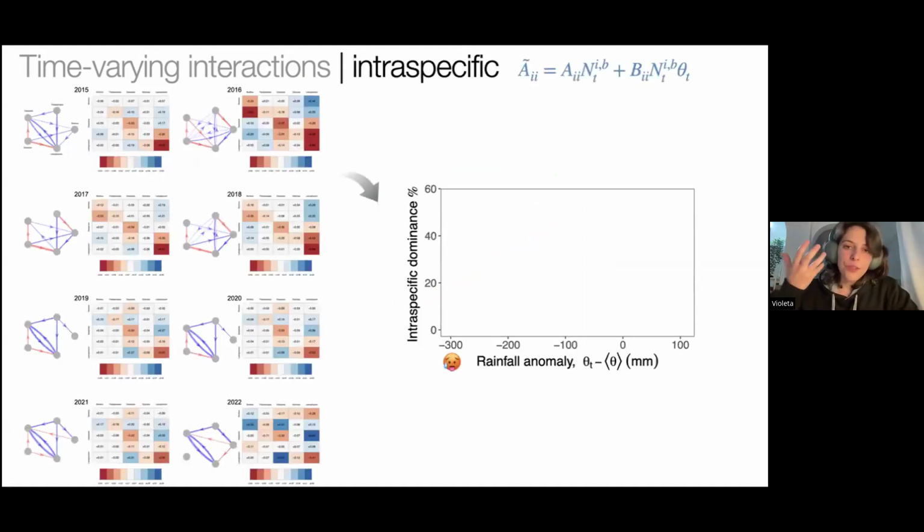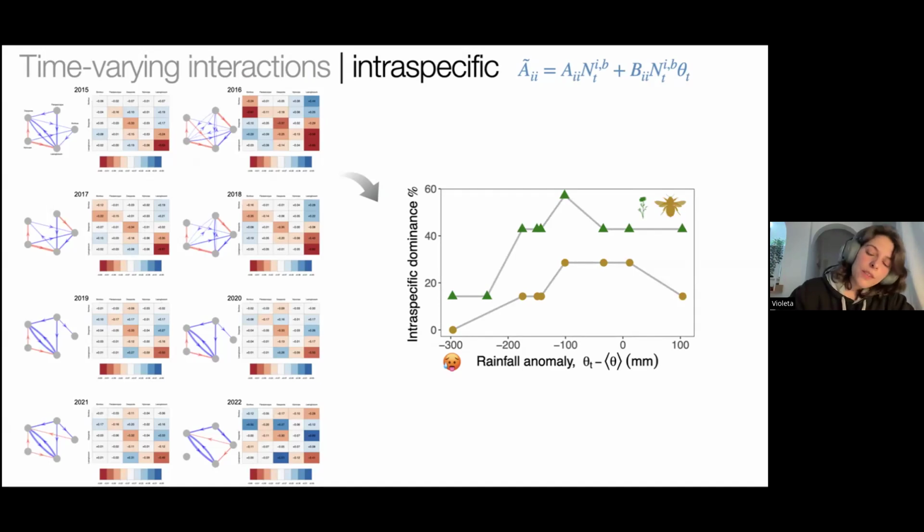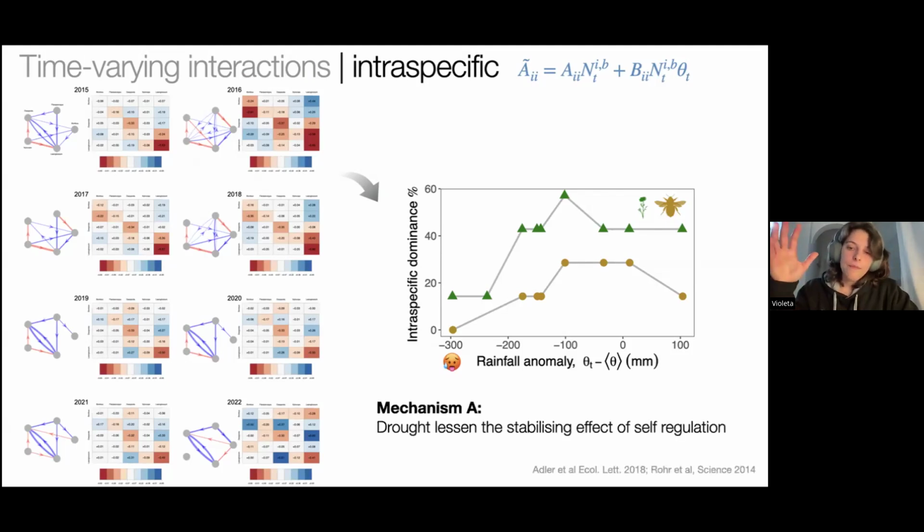Now, regarding the ecological information we can obtain, these are the networks for the bees dataset. We have first measured the intraspecific interactions because they are related to self-limitation. And we have found what we call intraspecific dominance: basically, the percentage of species that had higher self-limiting effects diminished with rainfall anomaly. Rainfall anomaly basically was how the rainfall deviated from the historical average rainfall. So our interpretation is that very negative rainfall anomalies, like drought, lessen the possible stabilizing effect that self-regulation may have, because the strength of these diagonal terms diminishes.